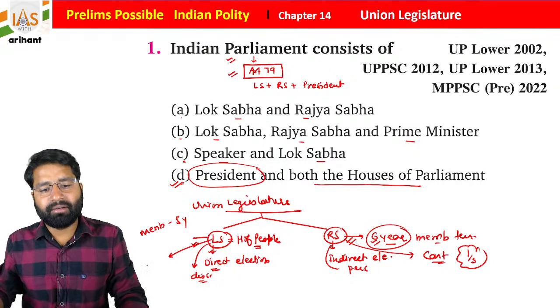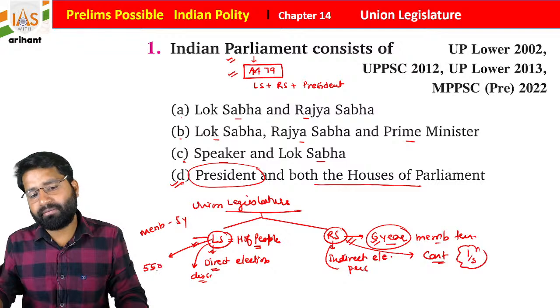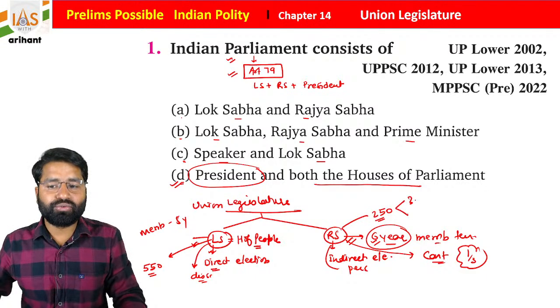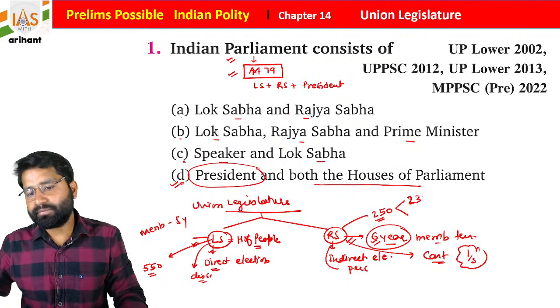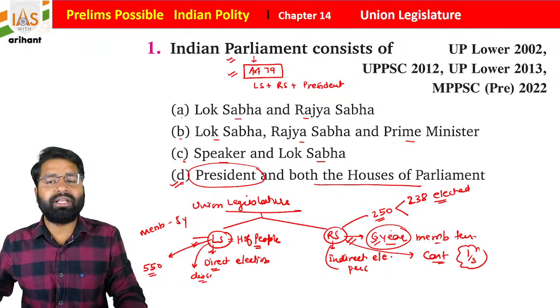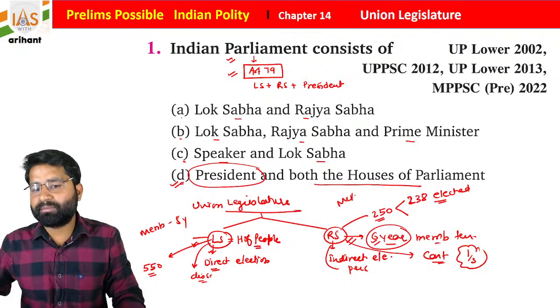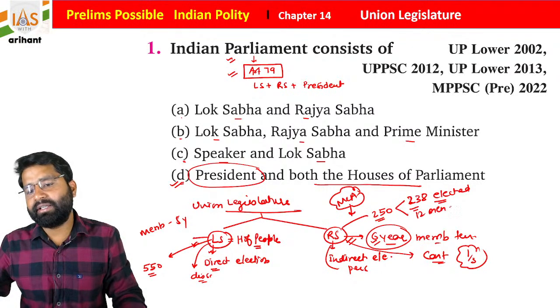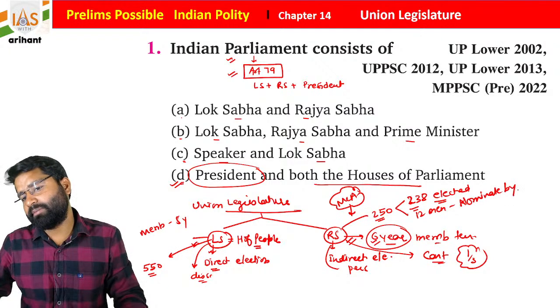In Lok Sabha, the maximum seats can be 550. In Rajya Sabha, the maximum seats can be 250. Out of 250, 238 are going to be elected. But as I already told you, the election is indirect. They are chosen by the members of the Legislative Assembly of a state, which means there is an electoral college. And 12 members are nominated by the President. They are nominated by the President of India.